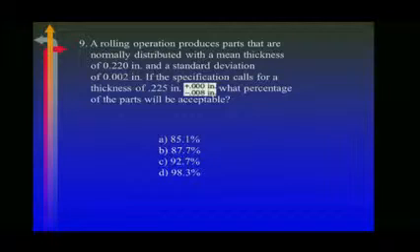So what do I have here? I'm rolling sheets and the mean thickness, mu, is equal to 0.220 inches. Then it's also telling me the standard deviation, sigma, is equal to 0.002 inches. If the specification calls for a thickness of, what is specification, Norman?